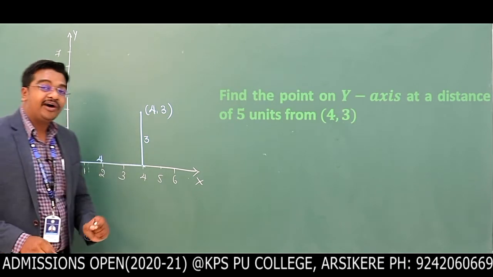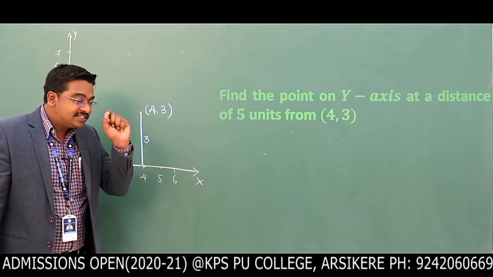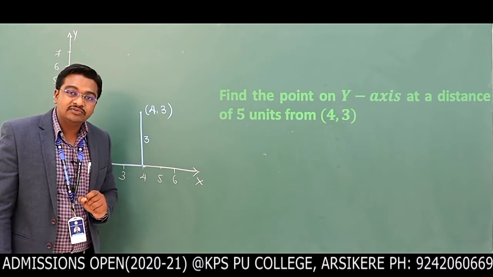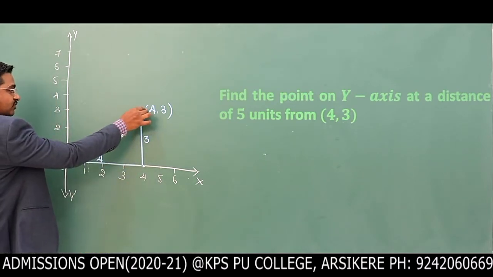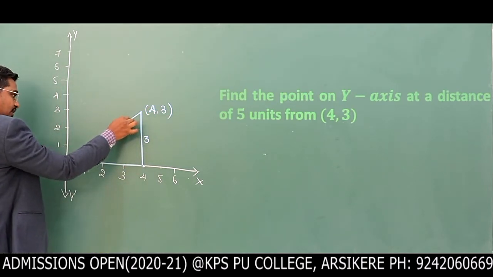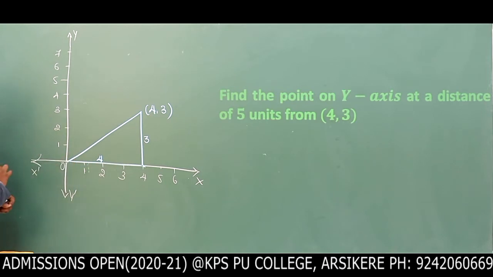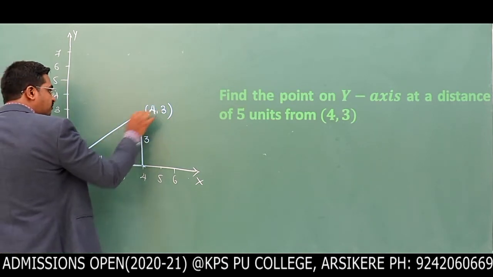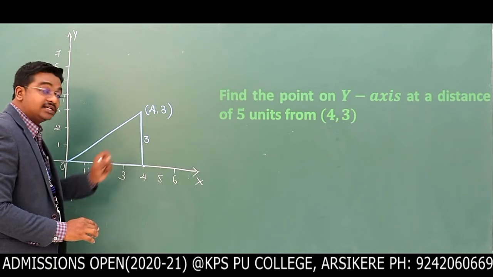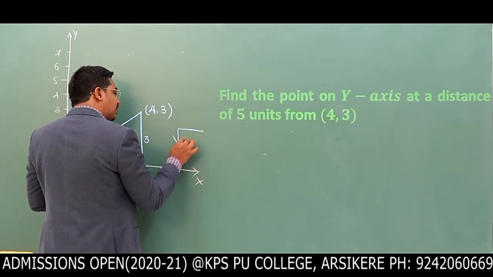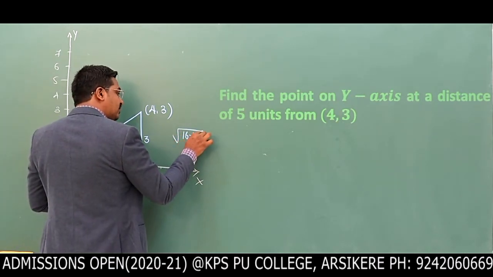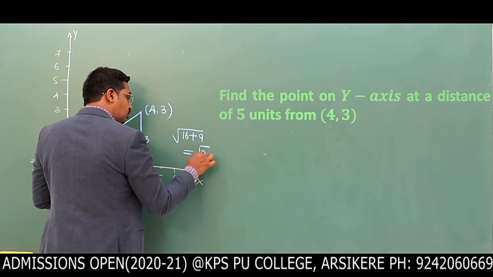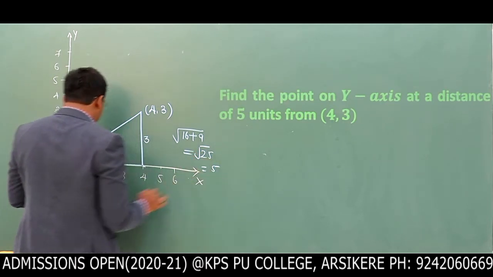Here we will find the point on the y axis which is at a distance of 5 units from the origin. First, the distance of the point (4, 3) from the origin. So 4 square plus 3 square, that is the square root of 16 plus 9. We are left with root 25. This is nothing but 5 units.